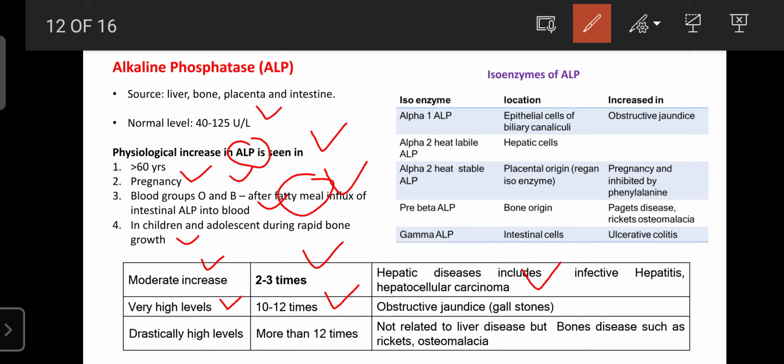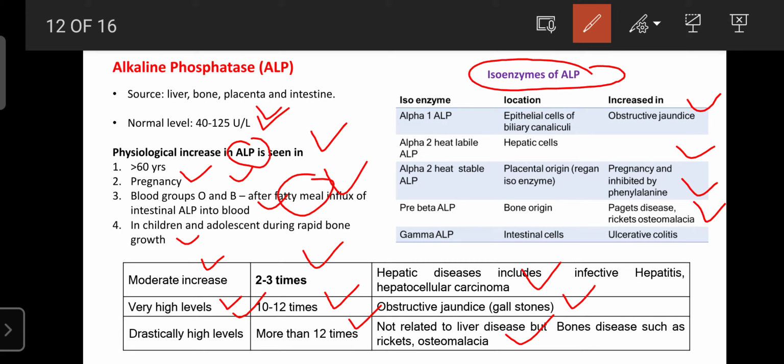In the case of obstructive jaundice or gallstone, the ALP level is higher, about 2 to 10 to 12 times. If it is more than 12 times compared to the normal range, that is considered a drastically high level. That is not related to liver disease, but to bone disease such as rickets and osteomalacia, where it increases more than 12 times. So these are the various isoenzymes of ALP that are also considered for the diagnosis of various disorders.